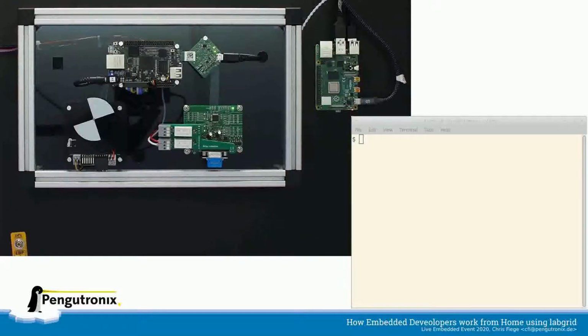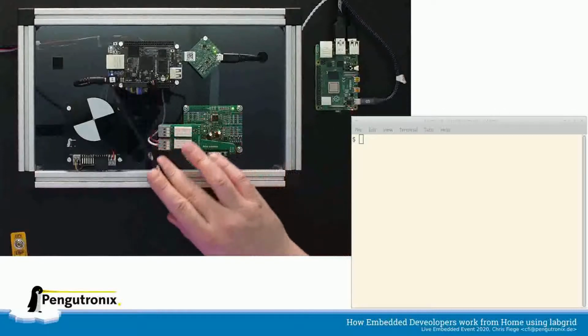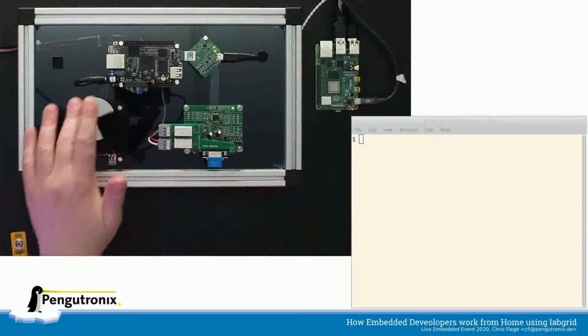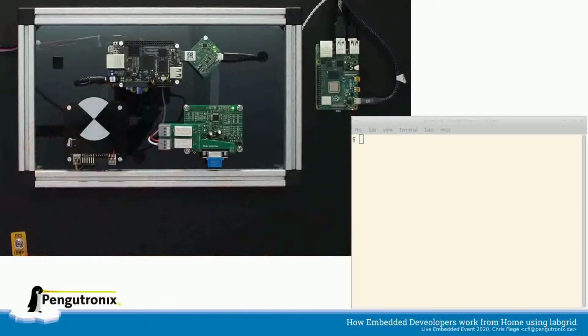Today's demo is built around this Raspberry Pi that is running as our test server. This is where Labgrid is running and where I'm currently connected to via SSH. Our device under test is this BeagleBone Black here, together with this spinning wheel motor assembly that we'll use later on to visualize an application.